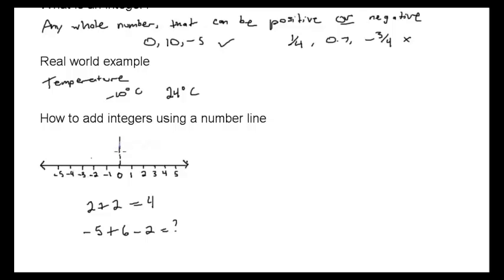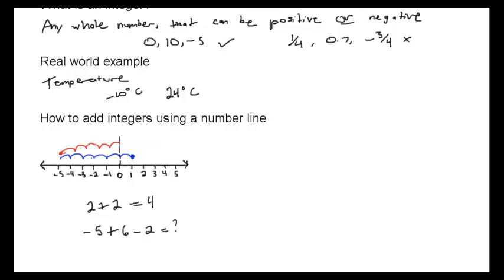So we start off at our 0 line again, and we're going to go -5 first. So we go 5 to the left this time because it's negative. 1, 2, 3, 4, 5. So we're at -5 now. And now we're going plus 6. So we start at -5 and we go 6 to the right because 6 is positive here. 1, 2, 3, 4, 5, 6. Now we are at positive 1.